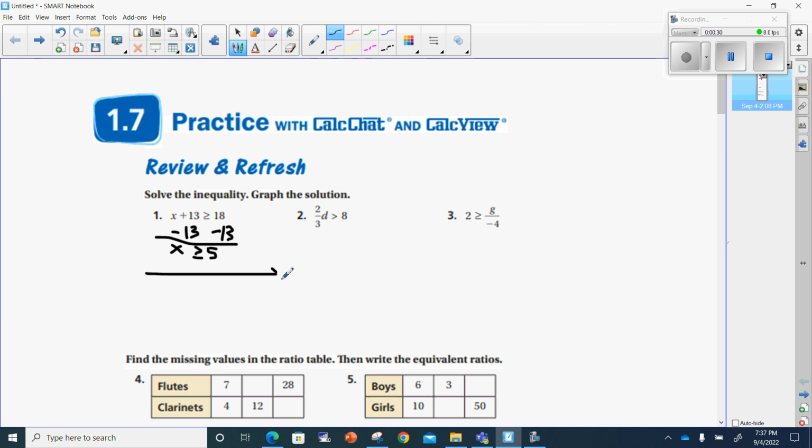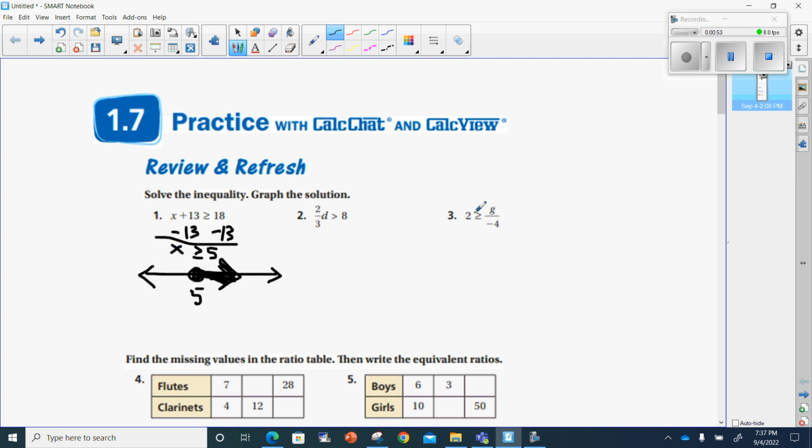So we're going to put a graph here. We're going to put 5 underneath it. We know that x could be equal to 5, so I'm going to put a dot. I'm going to shade in all of the things that are greater than, right? Because this is greater than, it says x is greater than or equal to 5.